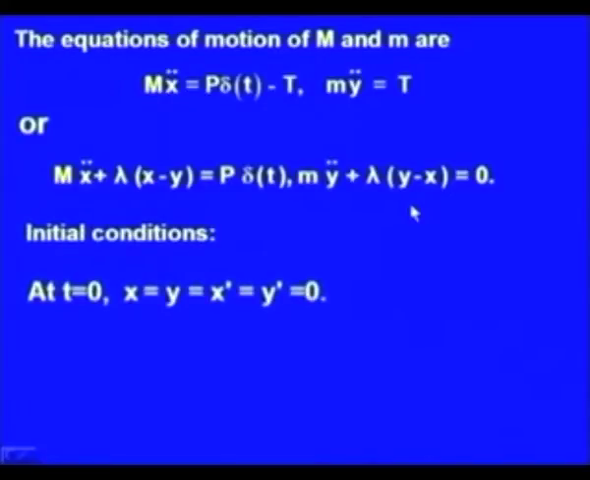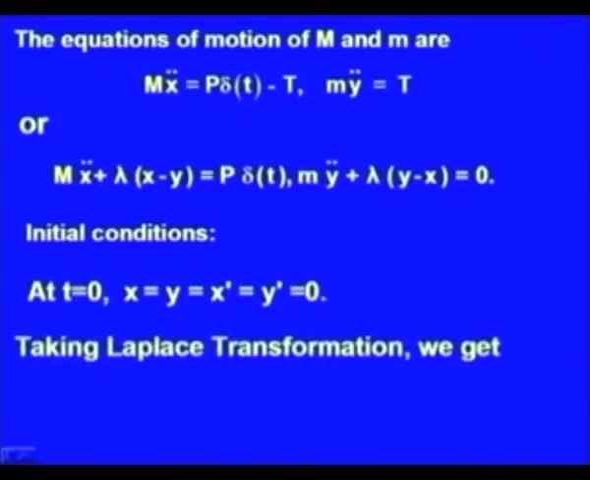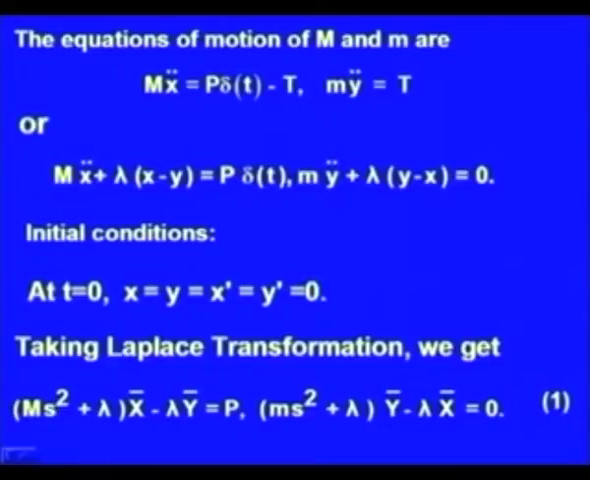The initial conditions are at t equal to 0, x is 0, y is 0 and both the masses were at rest. So x dash and y dash are also 0, where x dash is the derivative of x, that is dx by dt, and y dash is dy by dt. Now, let us take the Laplace transform of this equation.